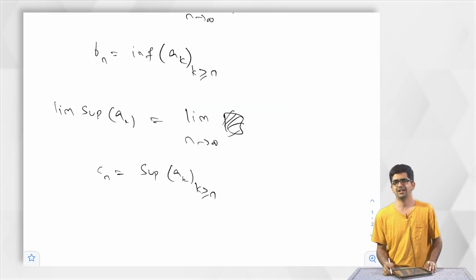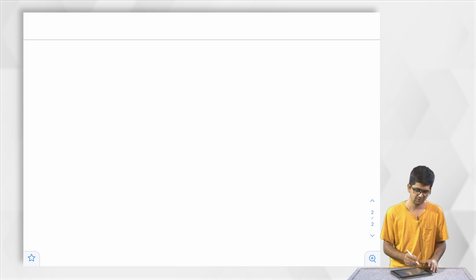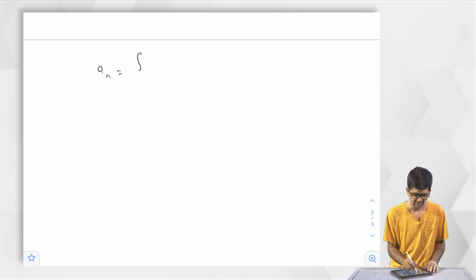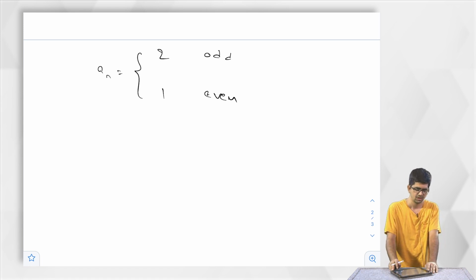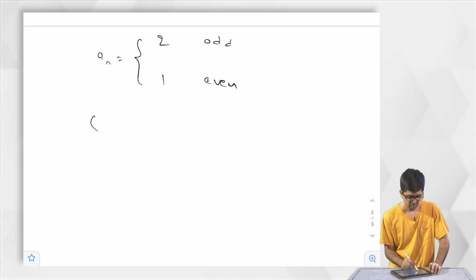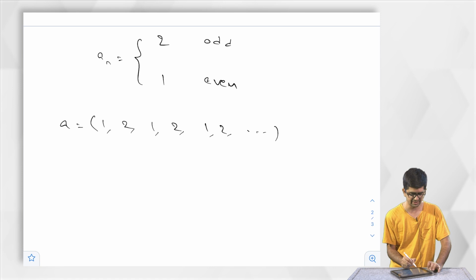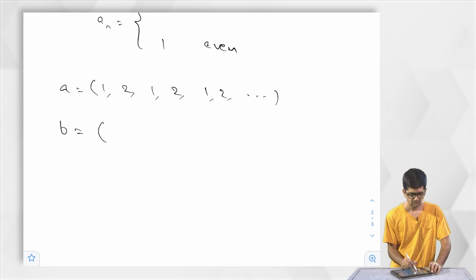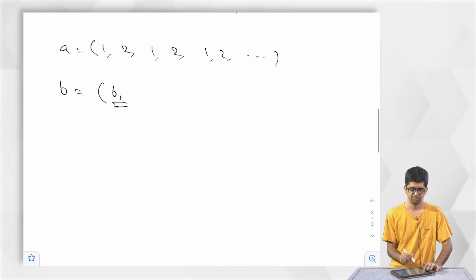Last time we gave just the definition, but we didn't write any example. Let us do some examples now. Consider the sequence An defined as 2 for odd n and 1 for even n. For convenience, let us write down the sequence as 1, 2, 1, 2, 1, 2, and so on. If I am writing this as A, what should be the sequence B?